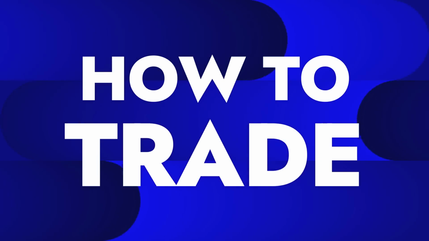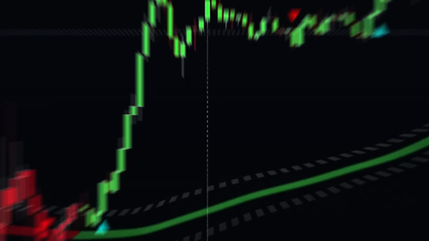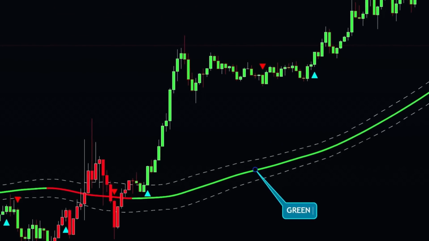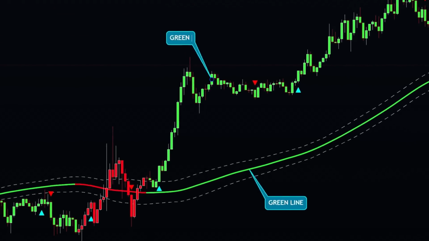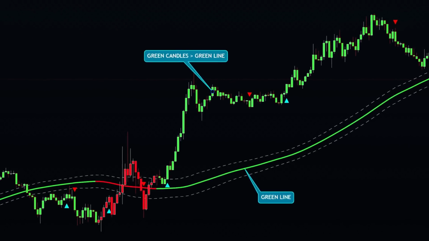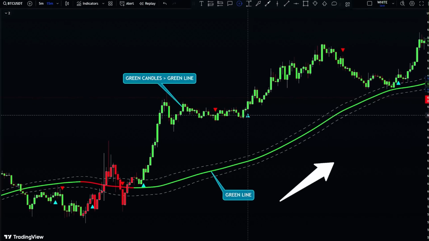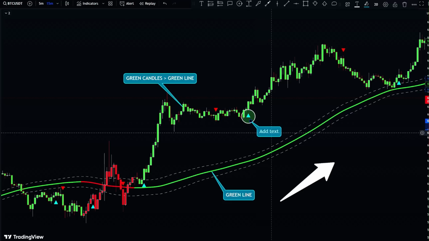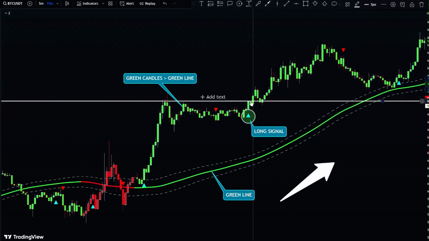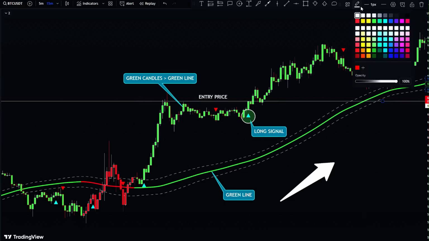Okay, let's break down how to use the Gaussian filter indicator. When the Gaussian filter line is green and the price candles are above it, that means the market is trending upward. So we should be looking for buy signals, like the green arrow below the candle. Once we see the green arrow, we can enter a long trade at the close of the signal candle.